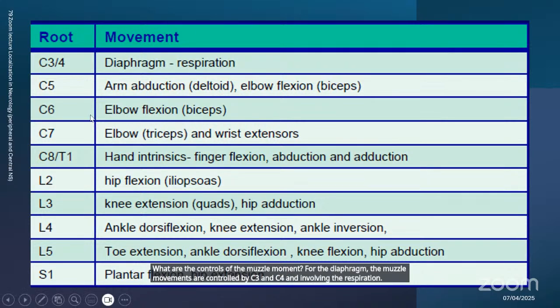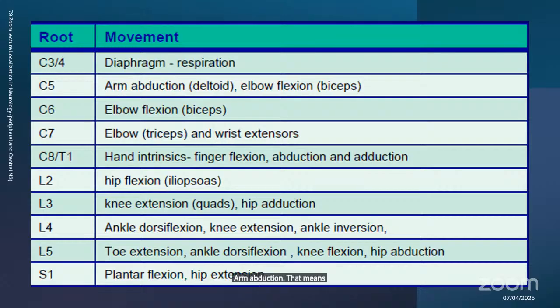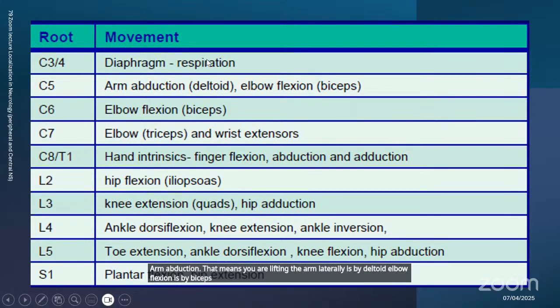Arm abduction, that means lifting the arm laterally, is by the deltoid. Elbow flexion is by the biceps, controlled by C5. Elbow flexion is also contributed by C6, biceps, and elbow extension and wrist extension is C7. C8 and T1 are the small muscles of the hand: finger flexion, abduction and adduction of the fingers. That is in the upper limb.